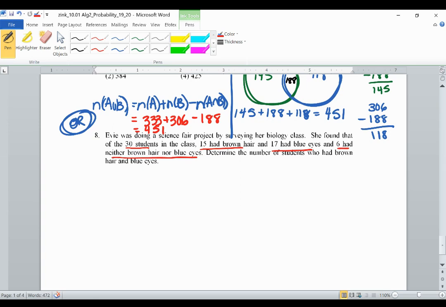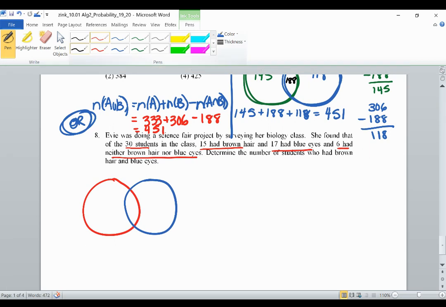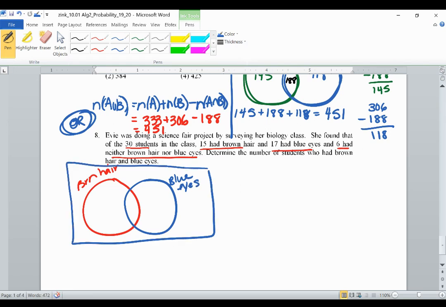So let's take a look at it again a couple different ways. First, let's just reason this out using a Venn diagram. The red circle is going to represent if you have brown hair, and the blue circle will be blue eyes. And I'm going to draw a rectangle around it to represent my sample space.